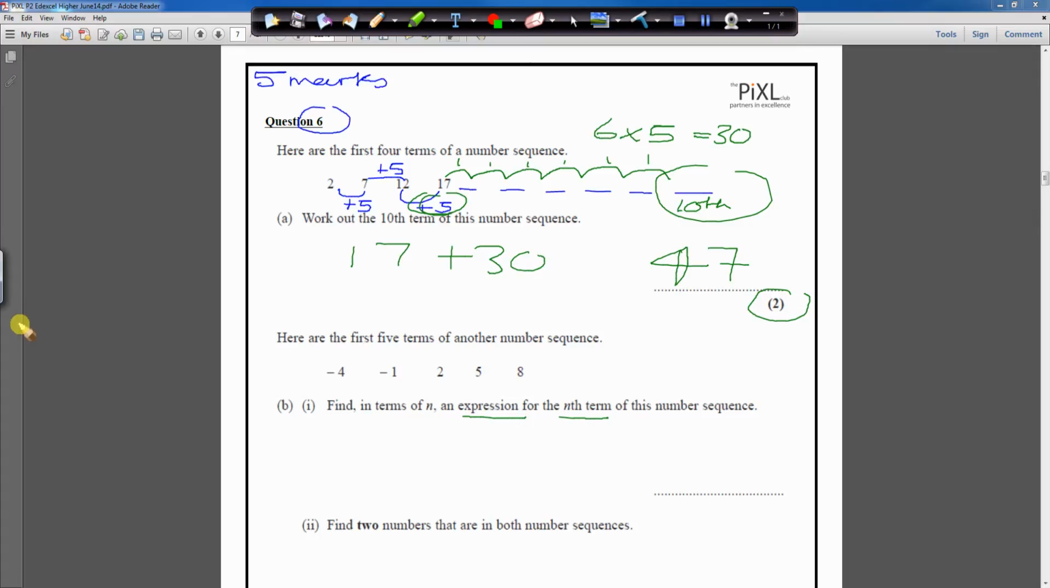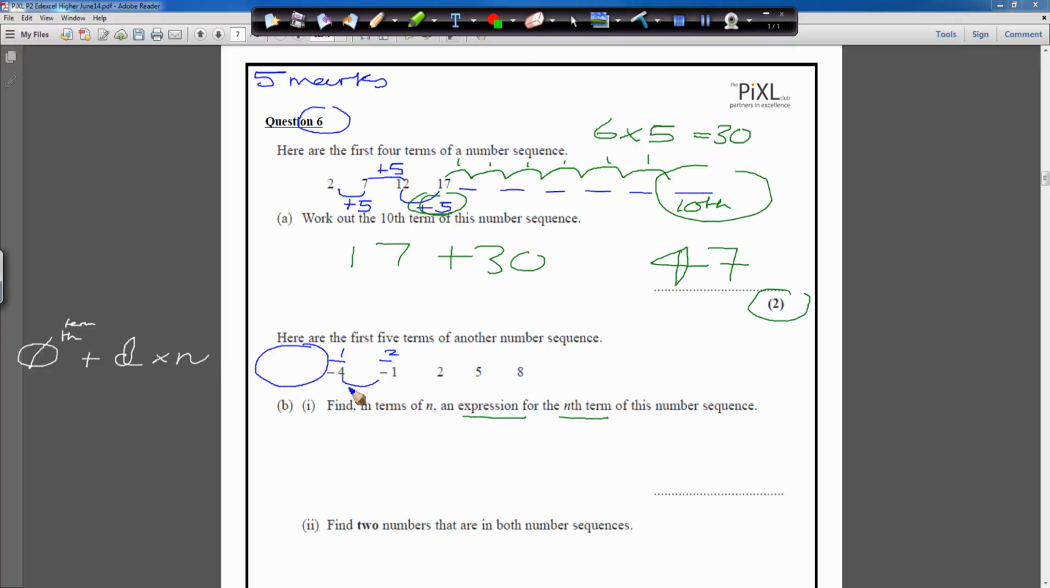So we say here, we start with the 0th term. And then we add the difference times by the n. Now, if we look at our terms, this is my first term. This is my second term. So my 0th term is going to be over here. The 0th term is the term before the first term.